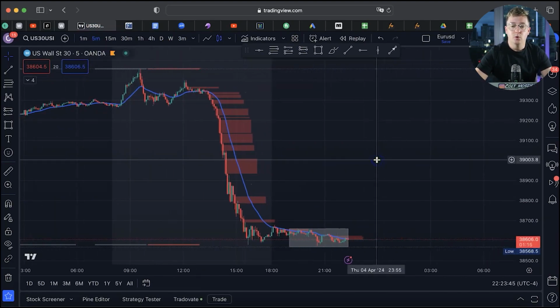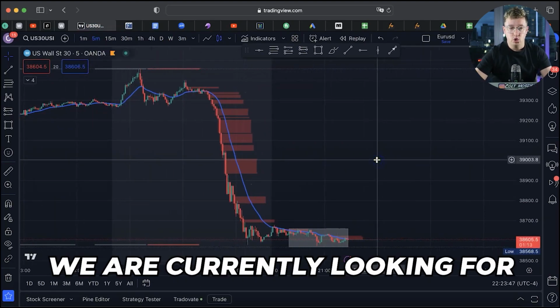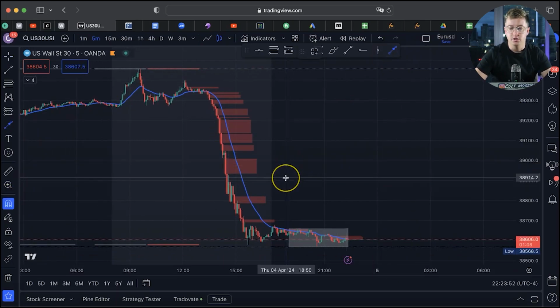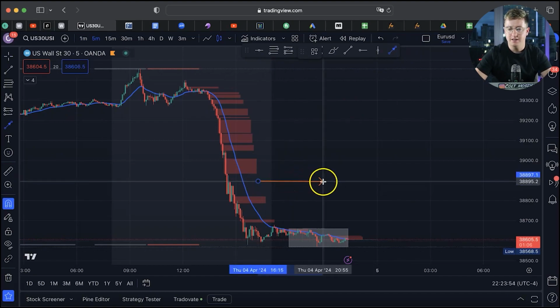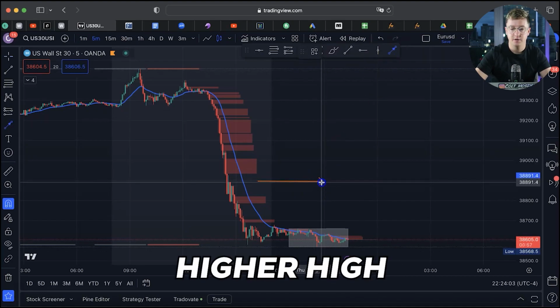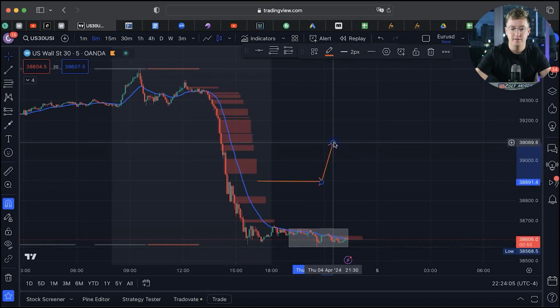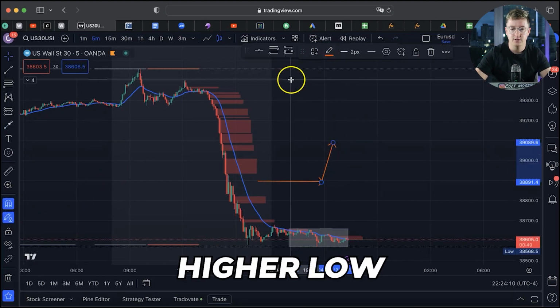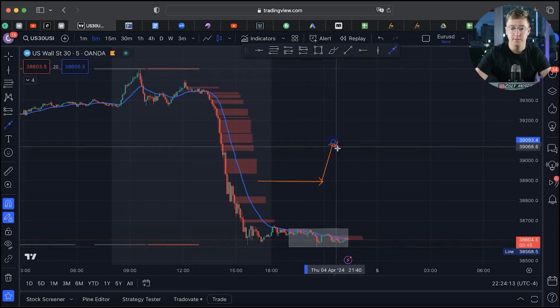So what is the setup that we are currently looking for? I'm going to give you guys the sauce. Usually what we want to see is price make a low. And then we want to see price push up to make a higher high. Then we want to see price make a higher low.